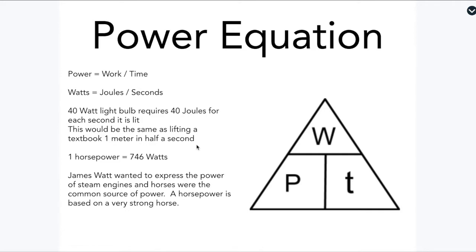Now, a lot of you actually may be more familiar with another unit of power that we are not going to use in this class, but I do want to make you familiar with it, and that is the horsepower.